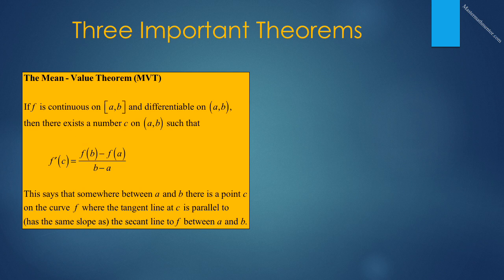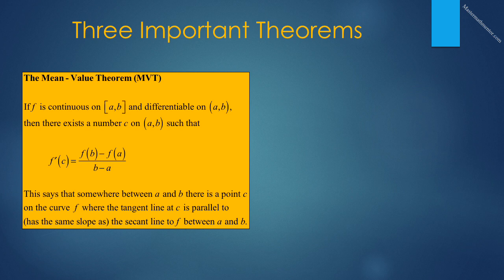Hi, Stu Schwartz. The mean value theorem, abbreviated MVT, states this. If f is a continuous function on the closed interval [a, b] and differentiable on the open interval (a, b), then there exists a number c on the open interval (a, b) such that f prime of c is equal to f of b minus f of a all over b minus a. This says that somewhere between a and b, there is a point c on the curve where the tangent line at c is parallel to, meaning has the same slope as, the secant line to f between a and b.